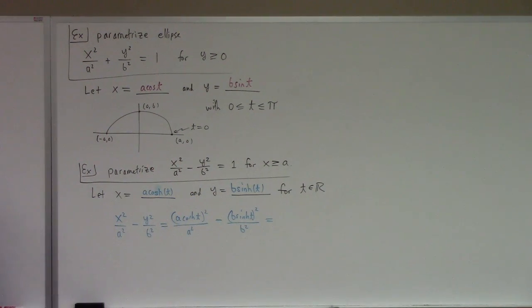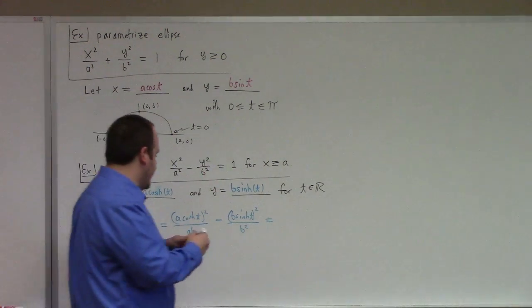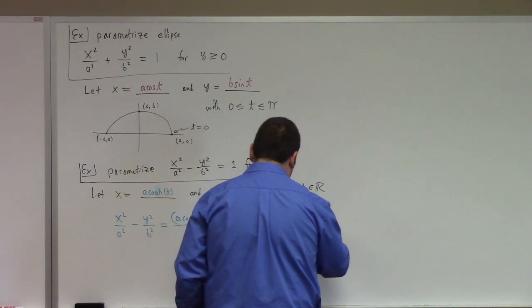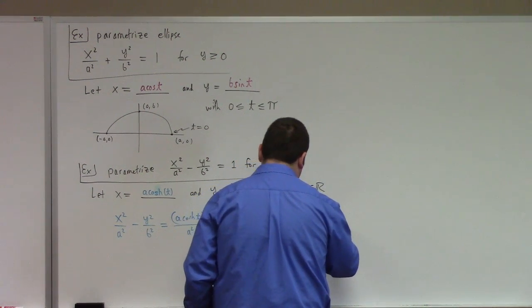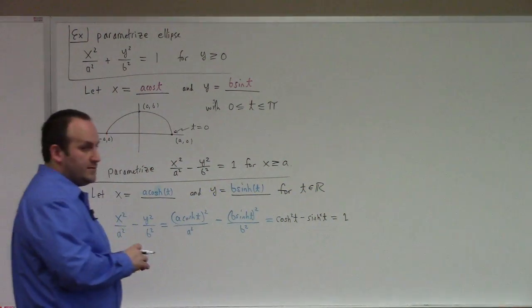So to check whether or not your proposed parameterization actually works, we plug it into the formula and see if it actually does land on the hyperbola as advertised, right? And I think we have a winner because the a squareds cancel, the b squareds cancel, and we're just left with cosh squared minus sinh squared. Well, that's 1, right? So there you have it.